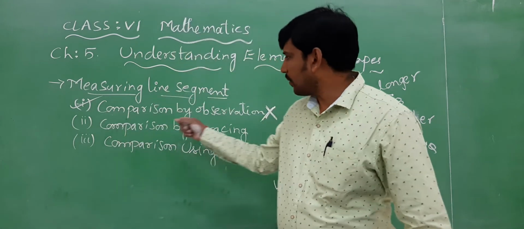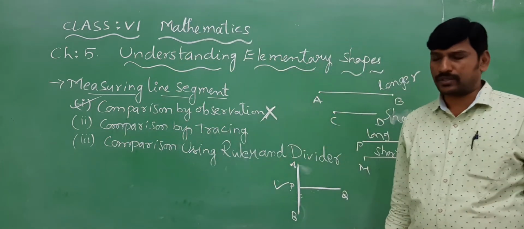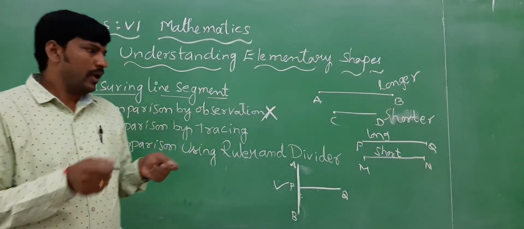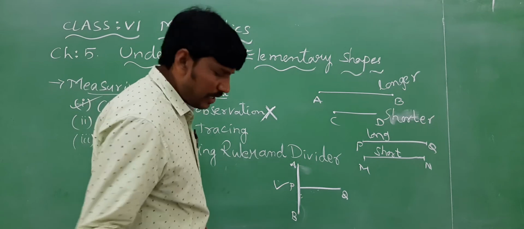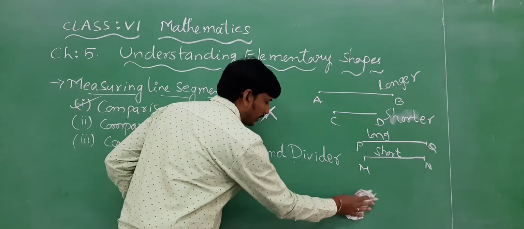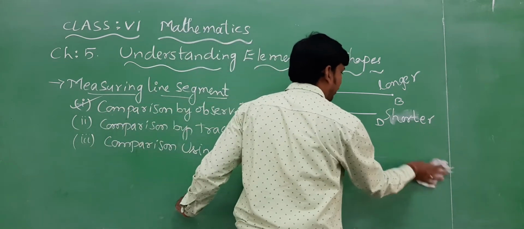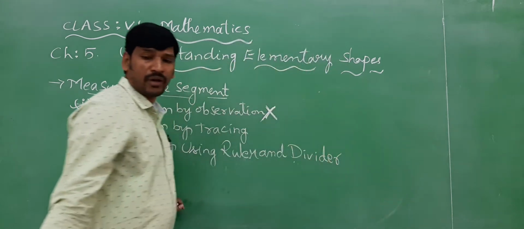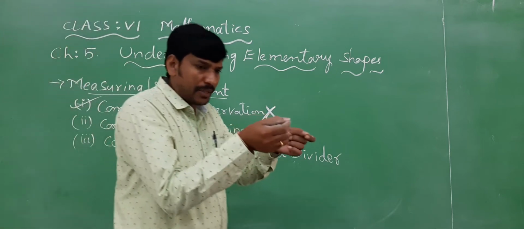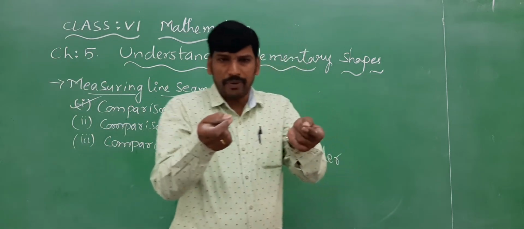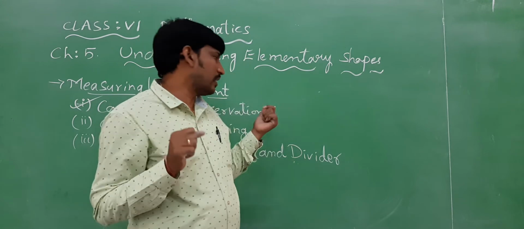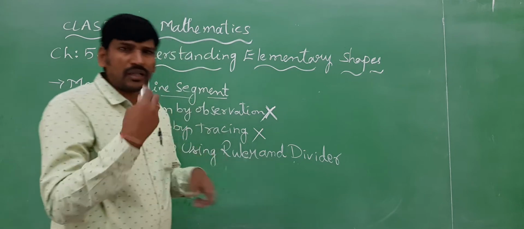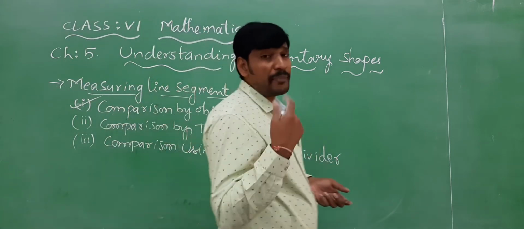Now come to the second one, comparison by tracing. Yes, by using tracing paper. Tracing means you have to measure with a thread or by using paper also. By tracing paper we can say which one is the longer one and which one is the shorter one, by measuring. But in this case also, is it possible in all cases? It may be a time-taking process.